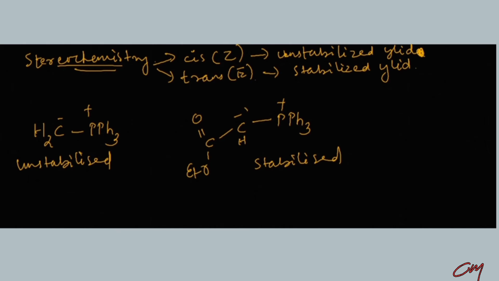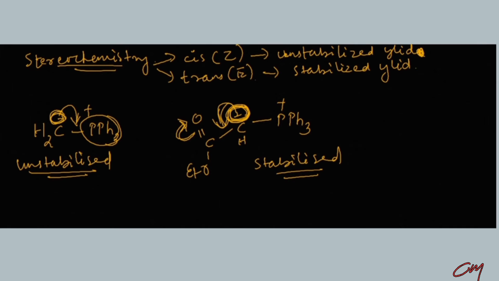This is stabilized because this negative charge is being stabilized. Here, see, this negative charge is forming a pi bond, and this pi bond is breaking, and oxygen is getting negatively charged. So this negative charge is getting stabilized here. But in this case, this negative charge is not getting stabilized, so it is unstabilized, and this is stabilized. This is taking part in resonance. Here it can only take part in resonance with this PPh3, but here it is taking part with this ester group as well as PPh3.